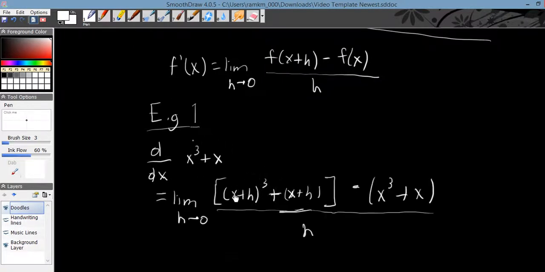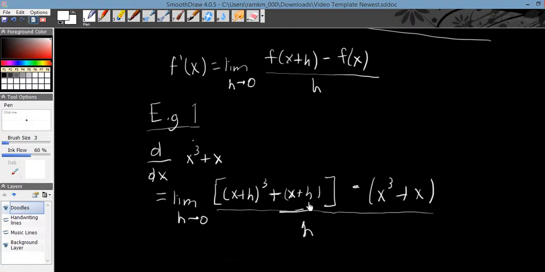So if we evaluate this function at x plus h, we'll get x plus h, the quantity cubed, plus x plus h. And if we subtract from that the function evaluated at x, so that would just be x cubed plus x, and divide by h, we get this entire expression here.